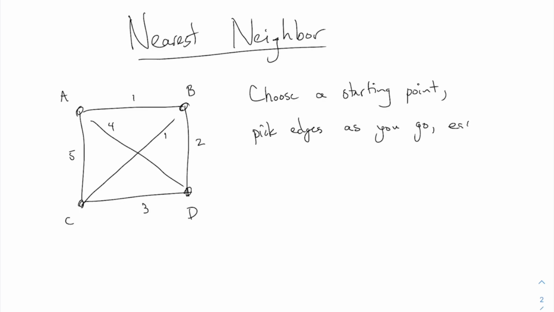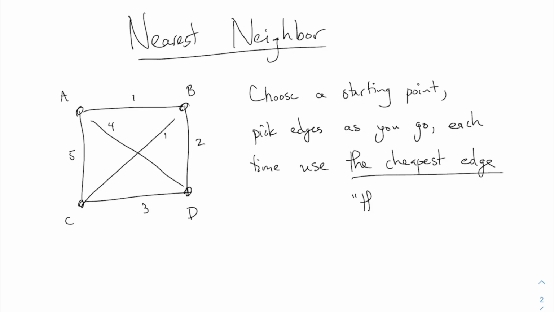And each time, use the cheapest edge. If you think of those numbers as representing distances, the cheapest edge is called the nearest neighbor. That's why this is called the nearest neighbor procedure. You choose a starting point, and then you just choose edges as you go through the graph. And each time you choose the cheapest edge which is available at whatever point you are at.